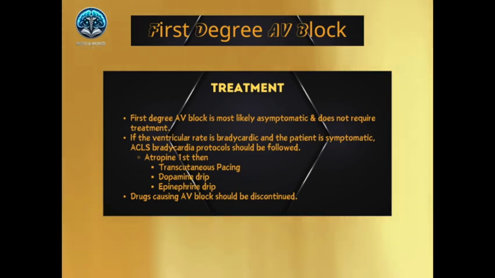Generally, no treatment is necessary unless it's causing symptoms, as this block simply reflects a prolonged PR interval without dropped beats. When intervention is needed, the patient presents with some symptoms from bradycardia related to the block, such as hypotension, dizziness, or syncope. Especially if the ventricular rate has slowed, we should initiate treatment following the ACLS bradycardia protocol, starting with atropine, and also, if needed, you can add transcutaneous pacing and/or dopamine and/or epinephrine drip. Any drugs causing the AV block should be discontinued.